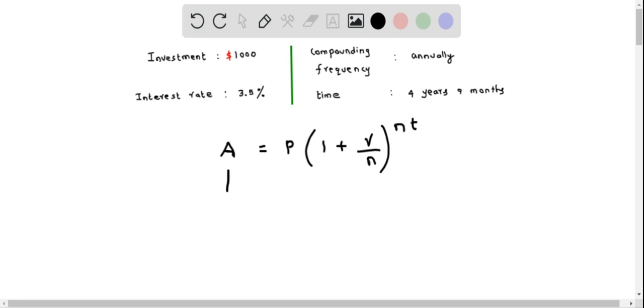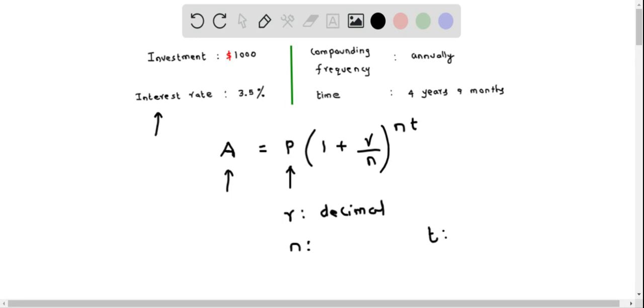So this A is the one which represents the amount after T years, P represents the investment, and R represents the interest rate in decimal, N represents the number of times the amount is compounded per unit of time. Basically, this represents a compounding frequency, and T represents the time in years. So first, we have to determine the rate of interest in decimal.